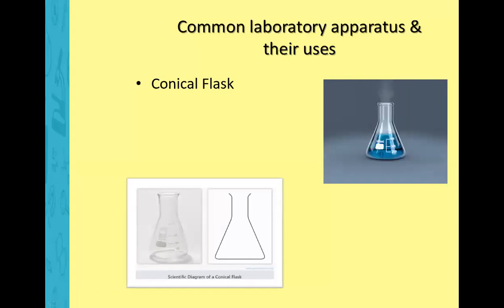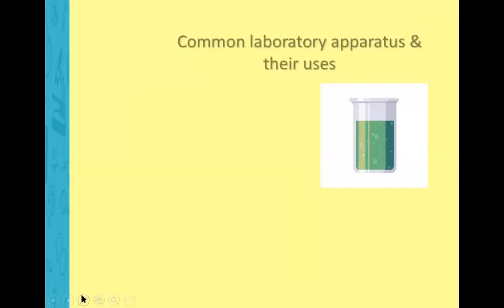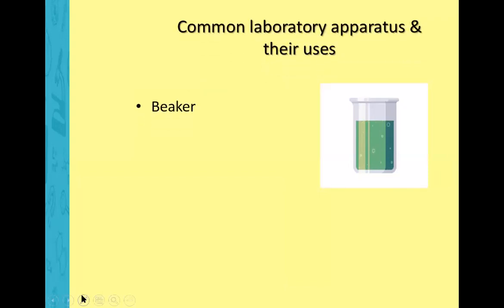When we work with a conical flask, it's very easy for us to shake or to mix the chemicals, because the mouth is very narrow and it's easy for us to shake the chemical inside it, because there is no risk of spilling out, right? Next is beaker. So what is a beaker? Beaker is a common container in most labs. It is used for mixing, stirring and heating chemicals.